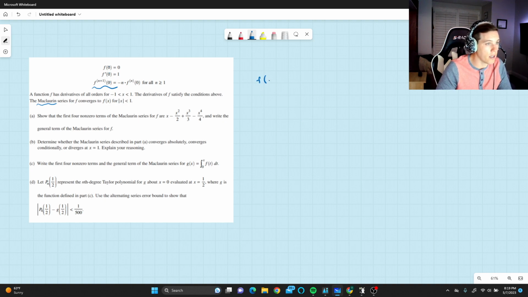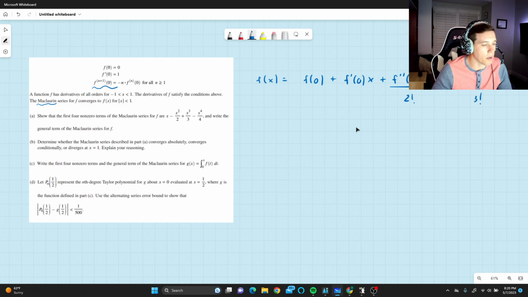The formula for a Taylor series is, if we're centered at 0, f of 0 plus f prime of 0 times x, plus f double prime of 0, x squared over 2 factorial, plus f triple prime of 0, x cubed over 3 factorial.